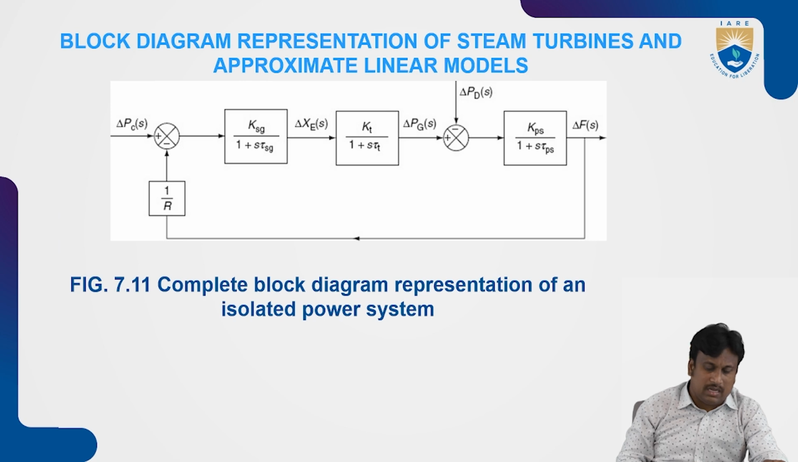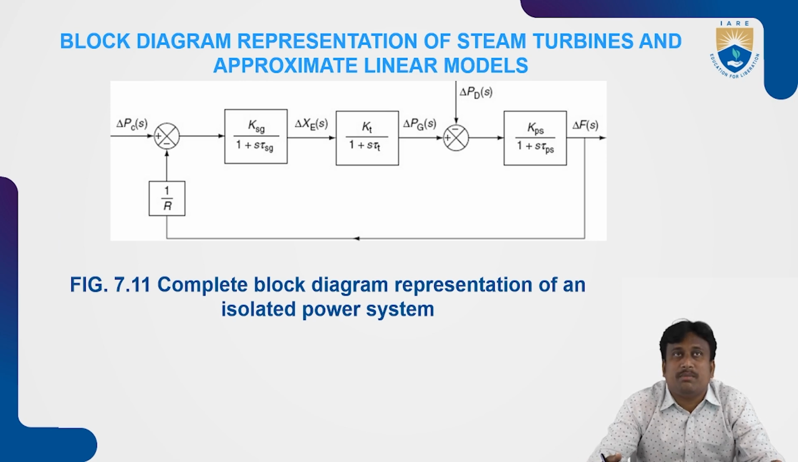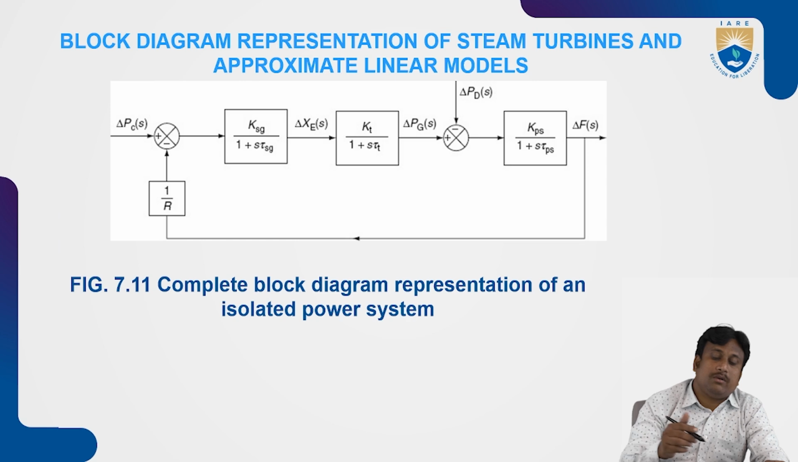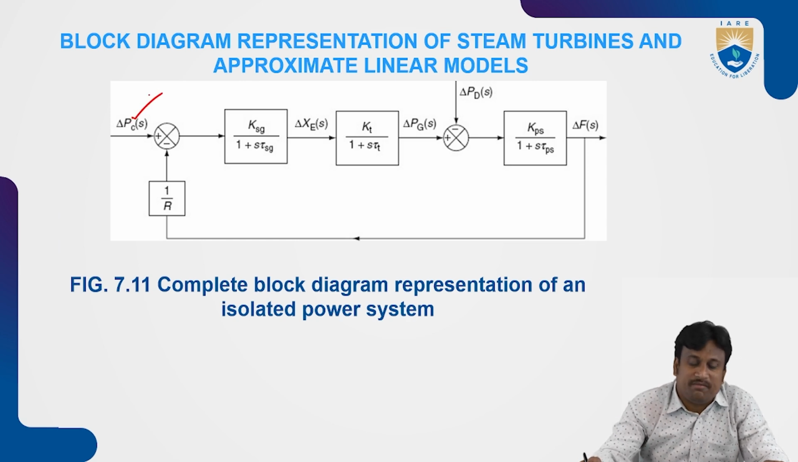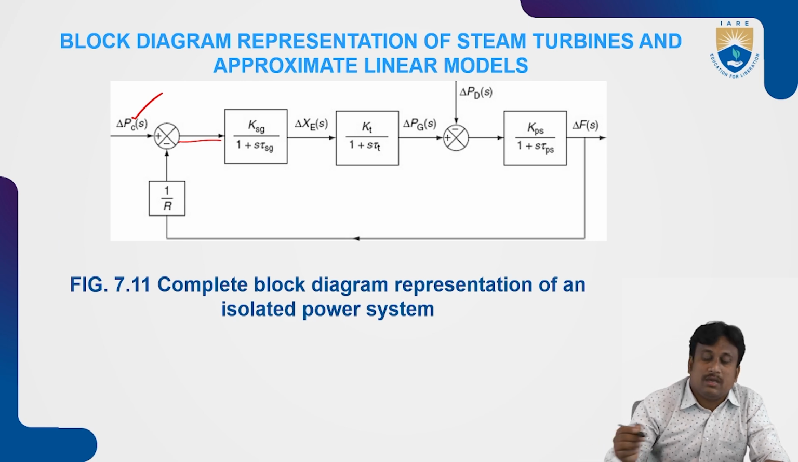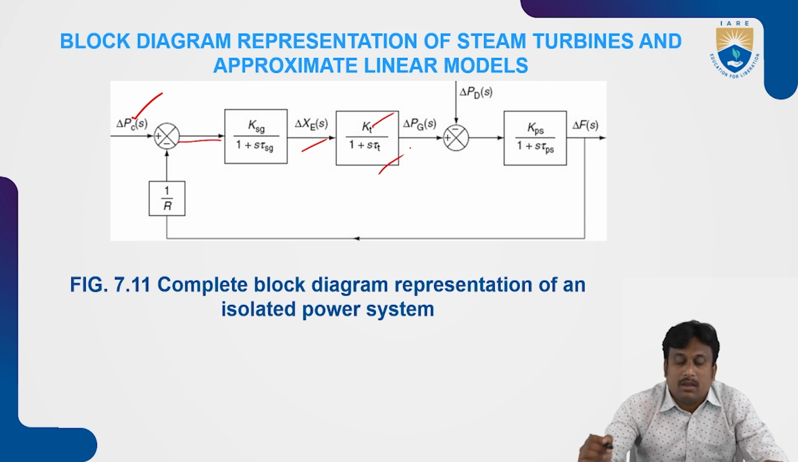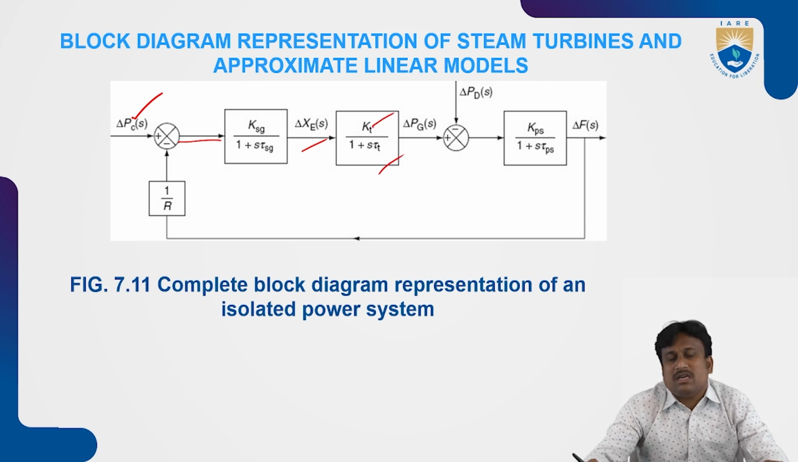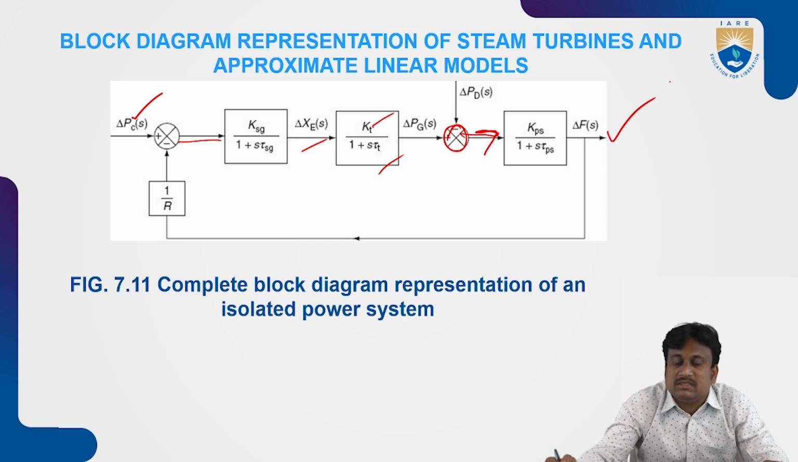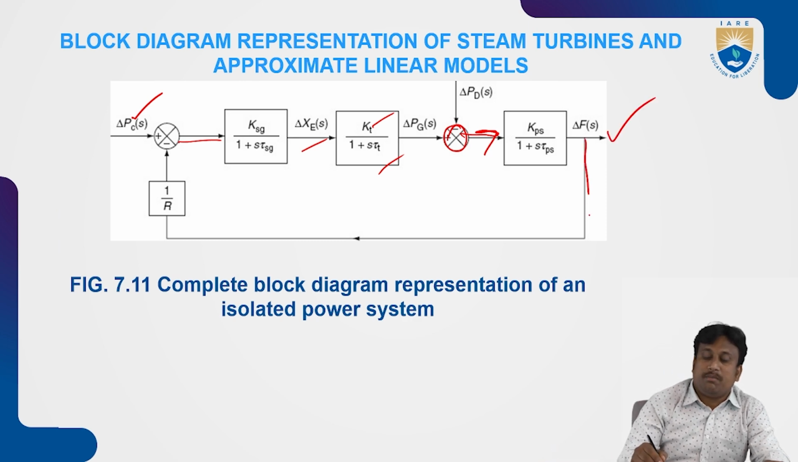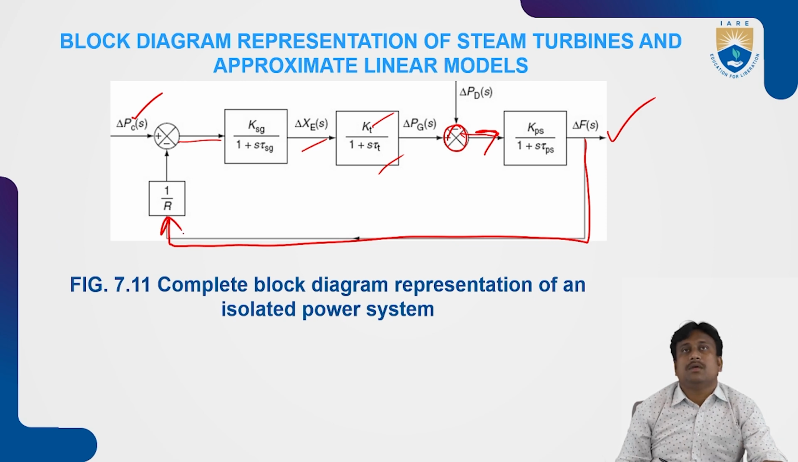So this will represent the complete block diagram for the isolated power system when it is connected with the generator load model. This is connected by delta PC of S, which is tied to K SG by 1 plus S tau SG, and it is connecting to delta XE of S with K T by 1 plus S tau T. And this block is again connected to delta PG of S with one control variable, delta PD of S. And this block is connecting to K PS by 1 plus S tau PS, which is a function of delta F of S. The return path here is connected to the 1 by R block. So this is the return path we are connecting into the system.